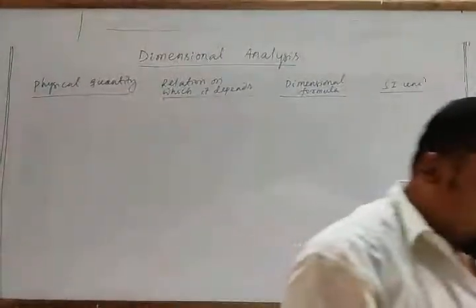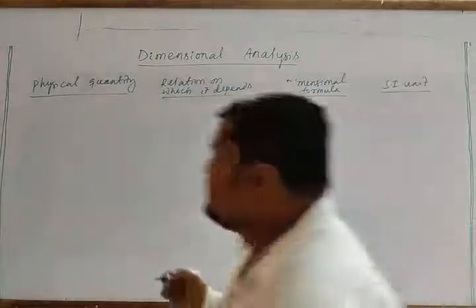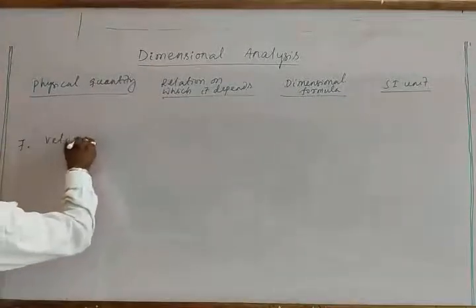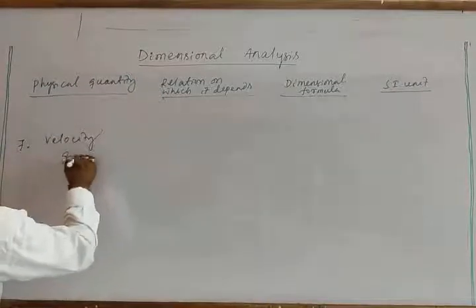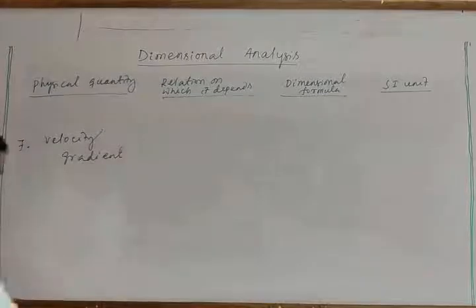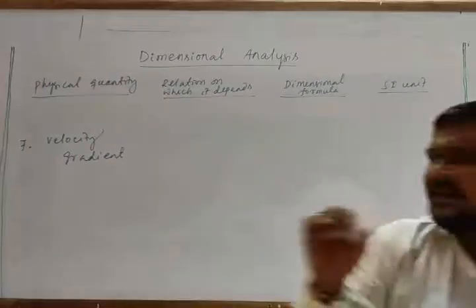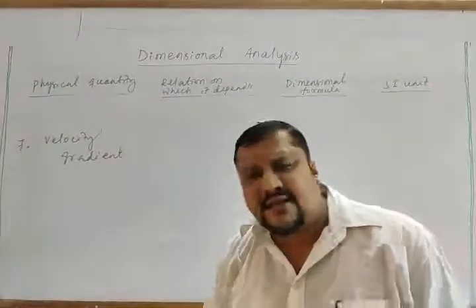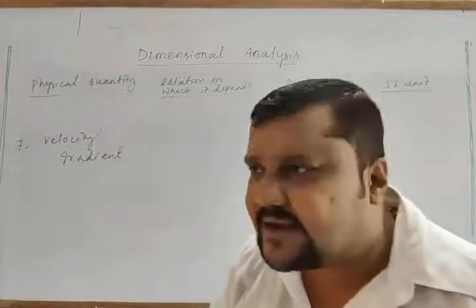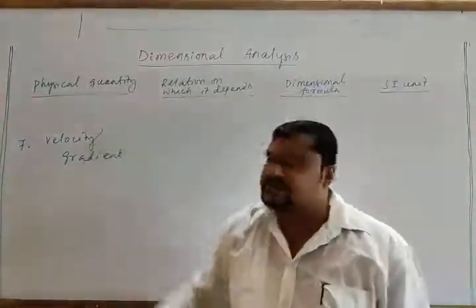Let's go for another physical quantity, that is your velocity gradient. So now go for the velocity gradient. What does this velocity gradient mean? You have an idea, otherwise you know that. For the time being, I am giving a little bit of idea about the physical quantity, but in the later course of time, you will know more and more about it. For the time being, to recall or remember, I am only discussing this.